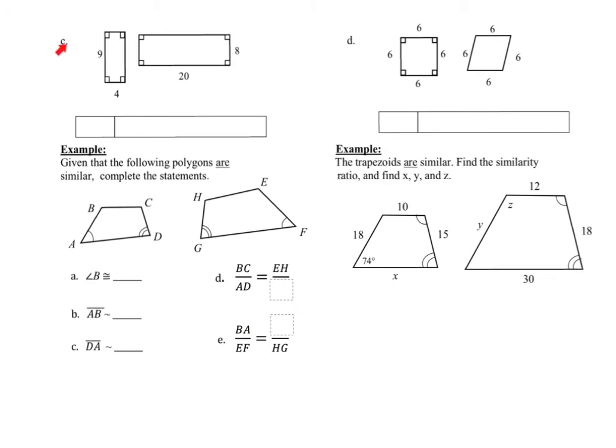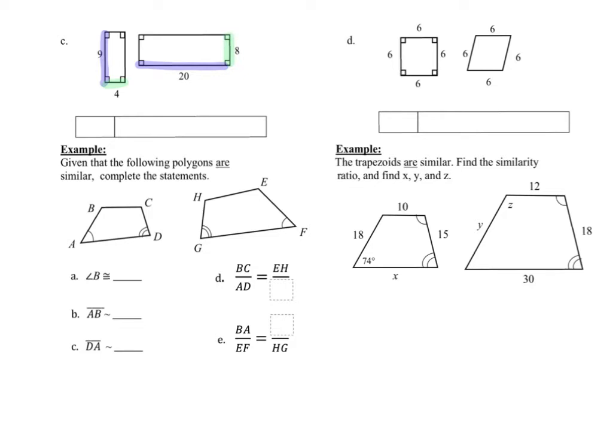Now let's take a look at letter C. Corresponding sides on a rectangle are a little bit easier than the other two shapes that we just did. So let's mark our corresponding sides. I know that this side is going to be corresponding to this side. And because it's a rectangle, this side's also 9, and this side would also be 20. And this side is corresponding to this side.